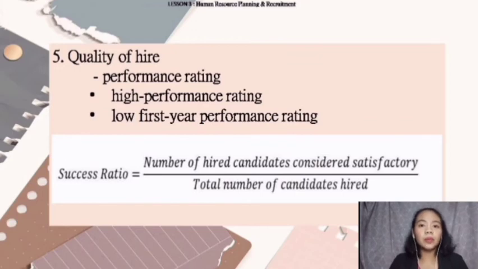Quality of hire is the input for the success ratio. The success ratio divides the number of hires who perform well by the total number of candidates hired. A high success ratio means that most of the hired candidates perform well. However, a low ratio means that you need to fine-tune your selection process. So the formula is: success ratio equals the number of hired candidates considered satisfactory over the total number of candidates hired.